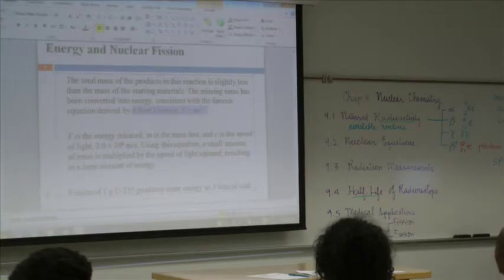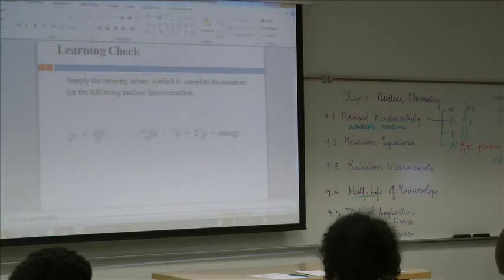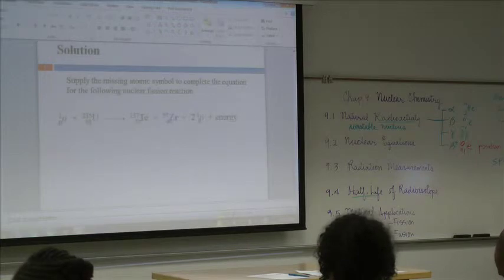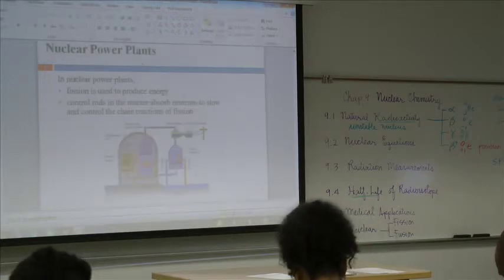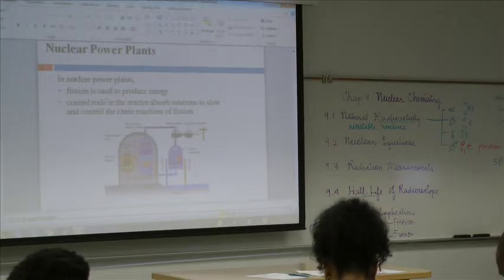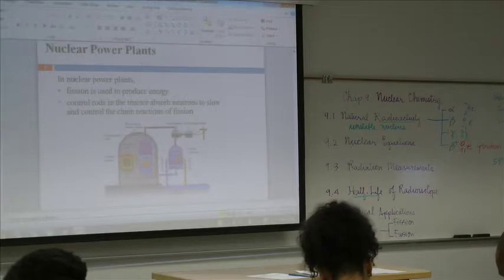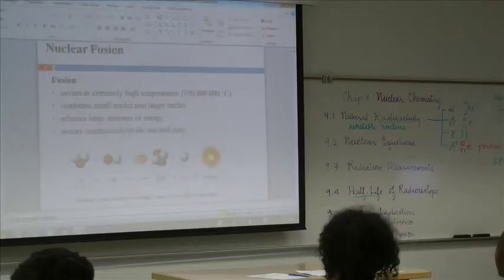So here's a nuclear power plant. So fission is used to produce energy, and the control rods are the ones that absorb the neutrons to slow down the chain reaction. So then what's the difference between fission and fusion?